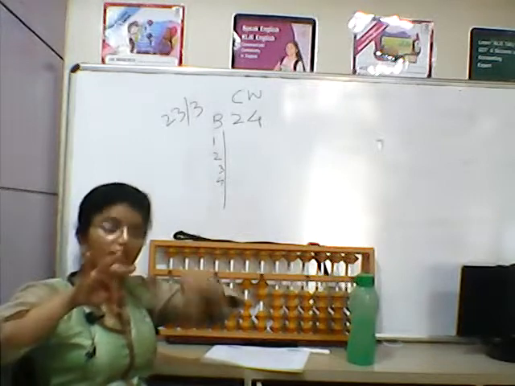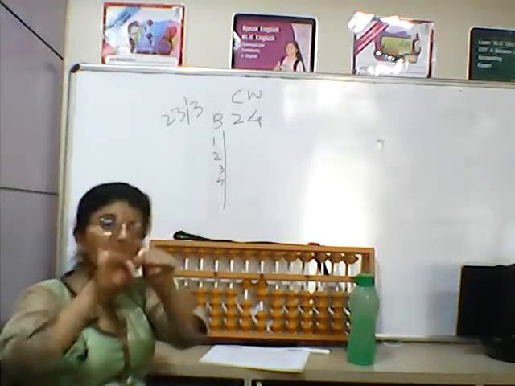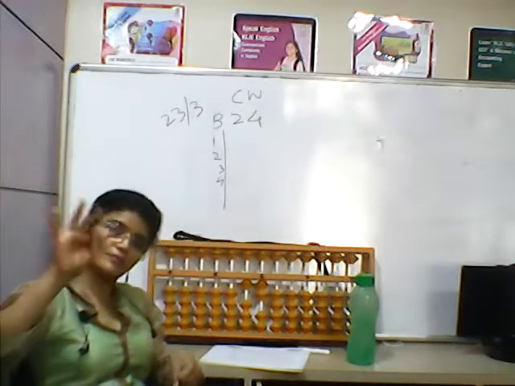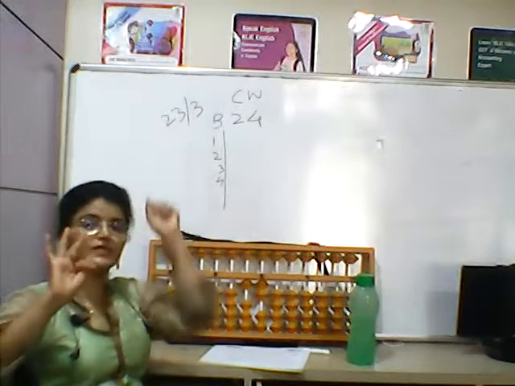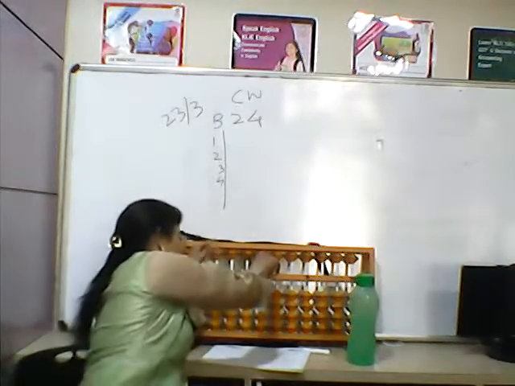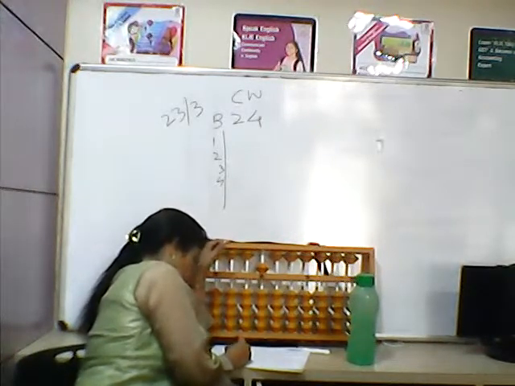So, minus 10. So, make complement. Which friend? Make complement. Minus 10 plus 5 minus 2. That is 5.